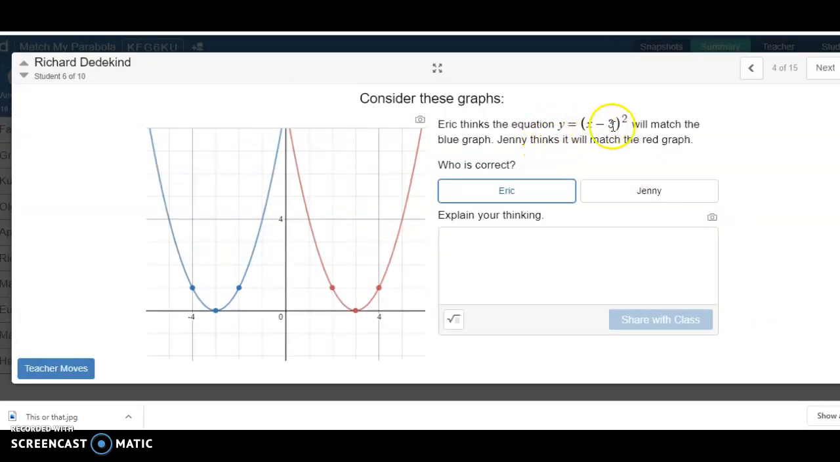Eric thinks the equation will match the blue graph. Jenny thinks it matches the red graph. Who is correct? Oh man, this is a challenge. Okay, so this one you could explain either way. This student, I don't think they just didn't get to this. Who was correct, Eric or Jenny?